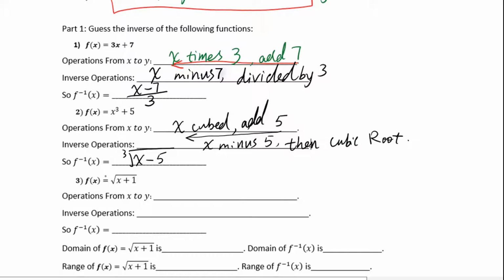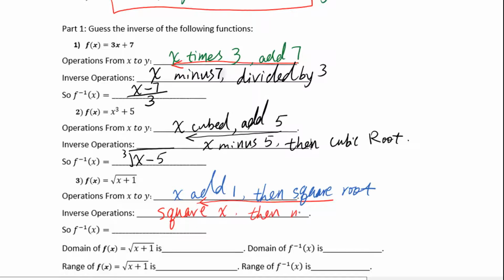For number 3, f of x equals the square root of x plus 1. Operation from x to y, x add 1, then square root. Inverse, the backward. Inverse of square root will be square. So square x, then minus 1. Inverse f of x equals x squared, then minus 1.